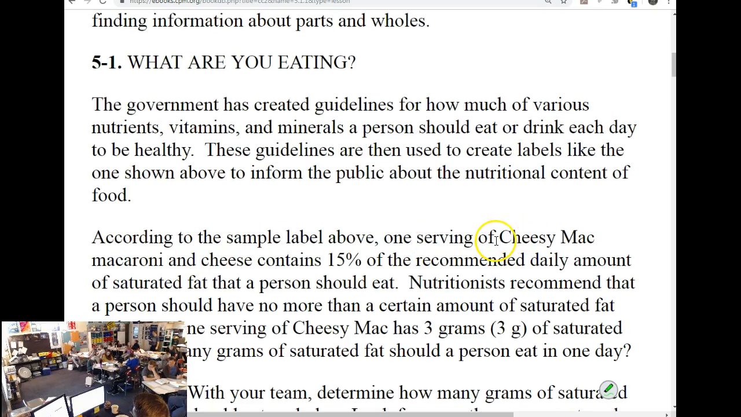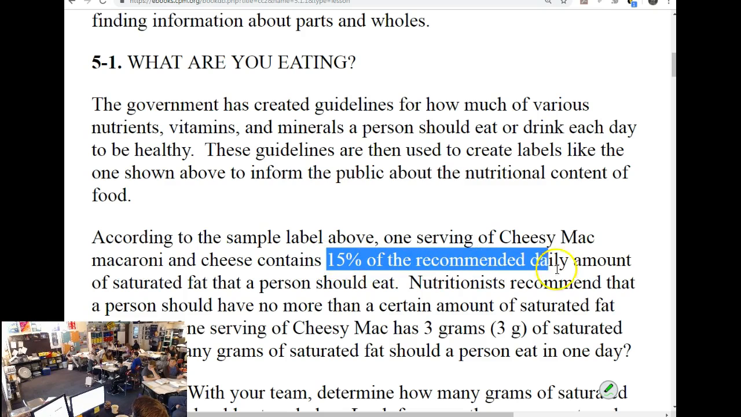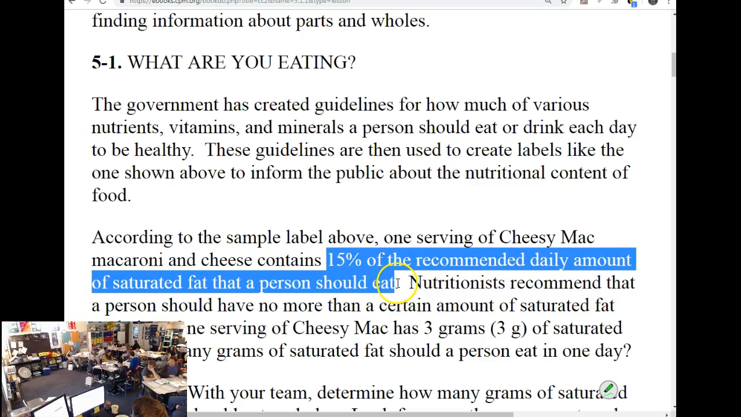So this label is for Cheesy Mac. Now, I know you're probably used to Kraft Blue Box or whatever, but I'm not quite sure which macaroni and cheese it is. But they tell us we have 15% of our saturated fat. Now, there are different types of fats, right? They actually can separate the types of fats.